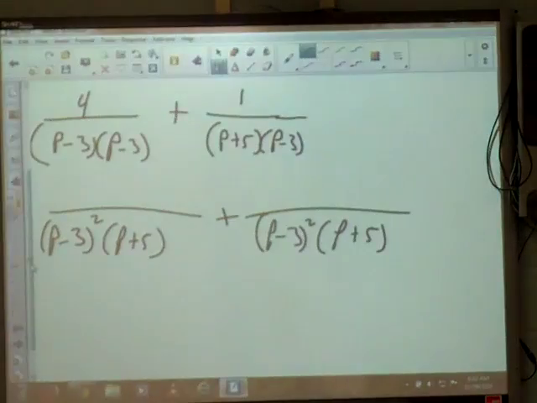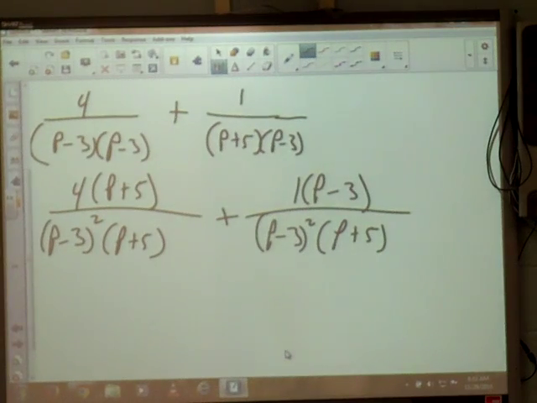All right, so we ready to see what new stuff we need on the 4? Here with the 4, it already had the p minus 3 twice. What new thing is down here? So we multiply the 4 times p plus 5. On the 1, it had the p plus 5, and it had one of the p minus 3s. So you just do 1 times p minus 3. So it's going to get a p minus 3. Good. Okay, now we're ready to distribute and then combine like terms.